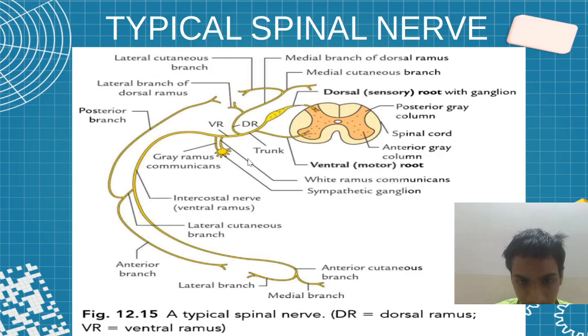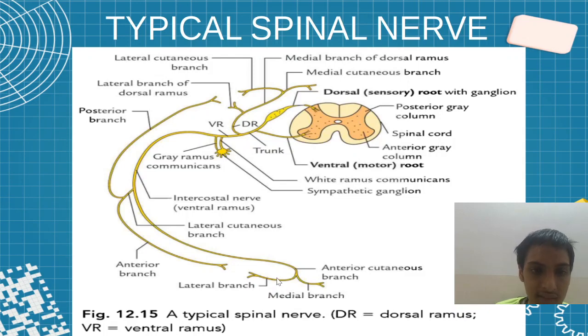Then the ventral ramus continues to divide into an anterior cutaneous branch. In this, medial and lateral branches will be present. And then we are finding the anterior and the posterior branches. Anterior branch is forming like end arteries with the lateral branch. Just observe, anterior and lateral branch are just forming like end arteries.